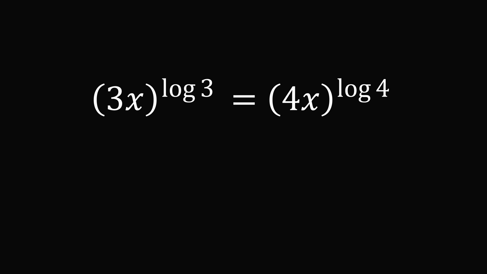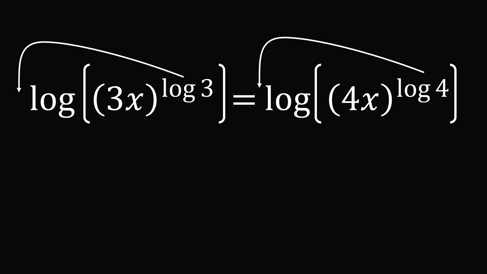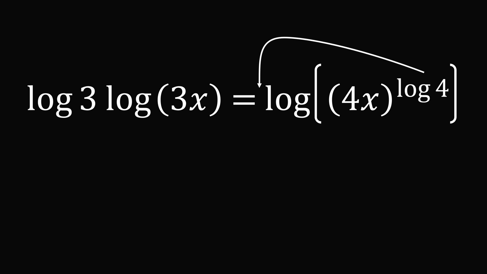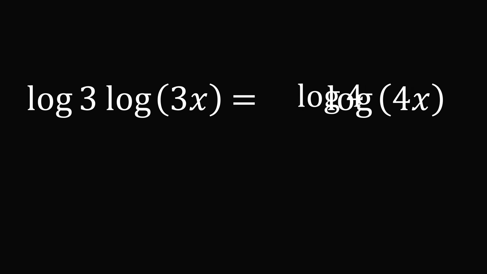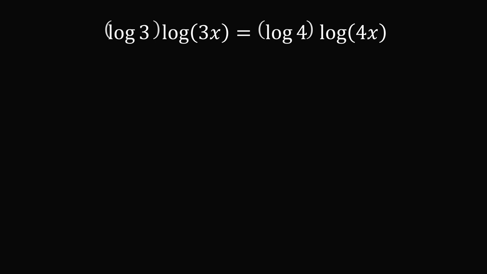Now we can consider the case that x is greater than 0. We can now apply the logarithm to both sides, and now we can use the power rule for logarithms. We'll bring log 3 to the front, and we'll bring log 4 to the front. So we'll do these one at a time. So we have log 3 multiplied by the logarithm of 3x, and we have log 4 multiplied by the logarithm of 4x. Let's now simplify this equation.